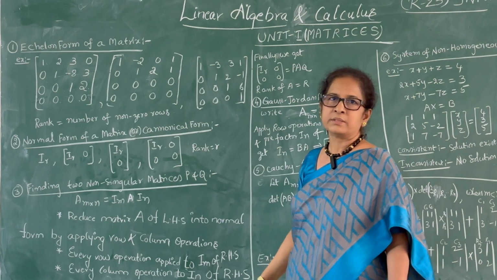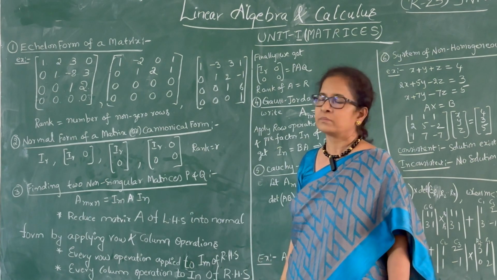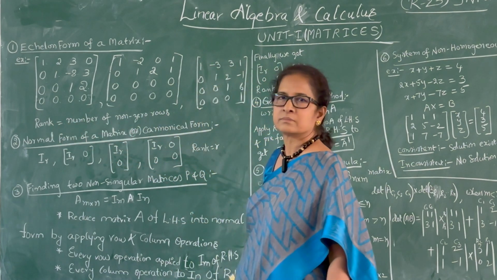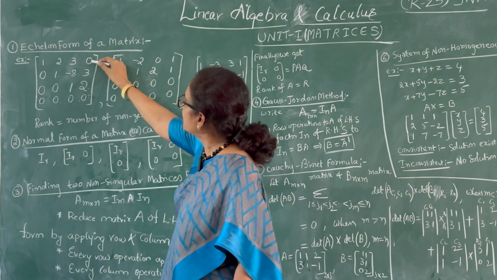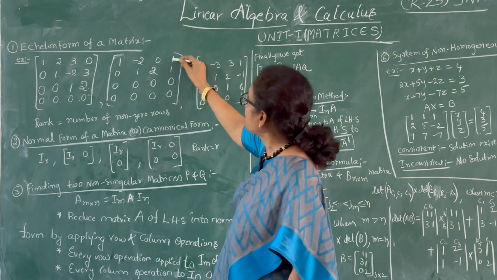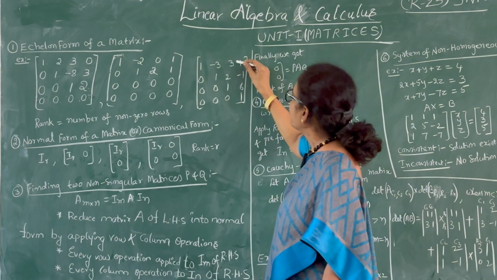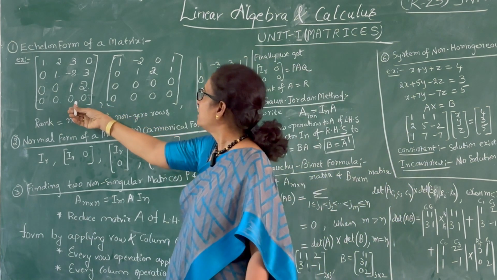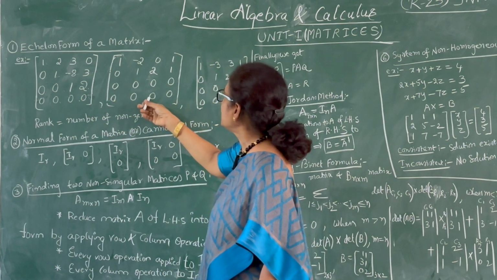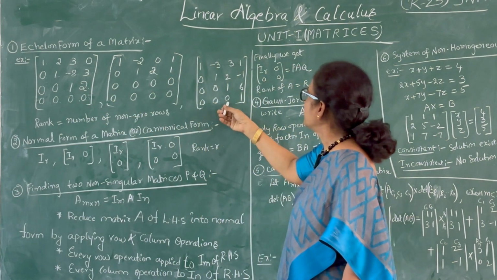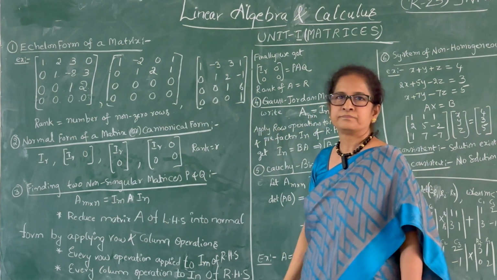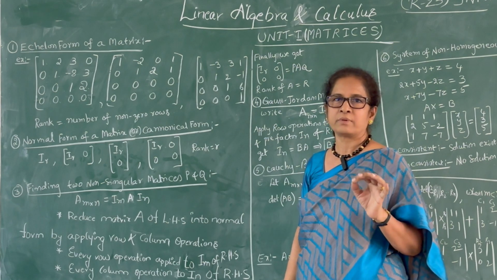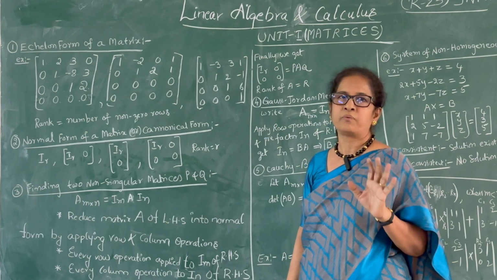Next, how to find the rank of a matrix in echelon form? Rank of a matrix is equal to the number of non-zero rows. Here the number of non-zero rows is 3. Here the number of non-zero rows is 2. Here the number of non-zero rows is 4. In this, rank is 3, in this rank is 2, in this rank is 4. This is the first topic, that is how to find the rank of a given matrix by using echelon form.